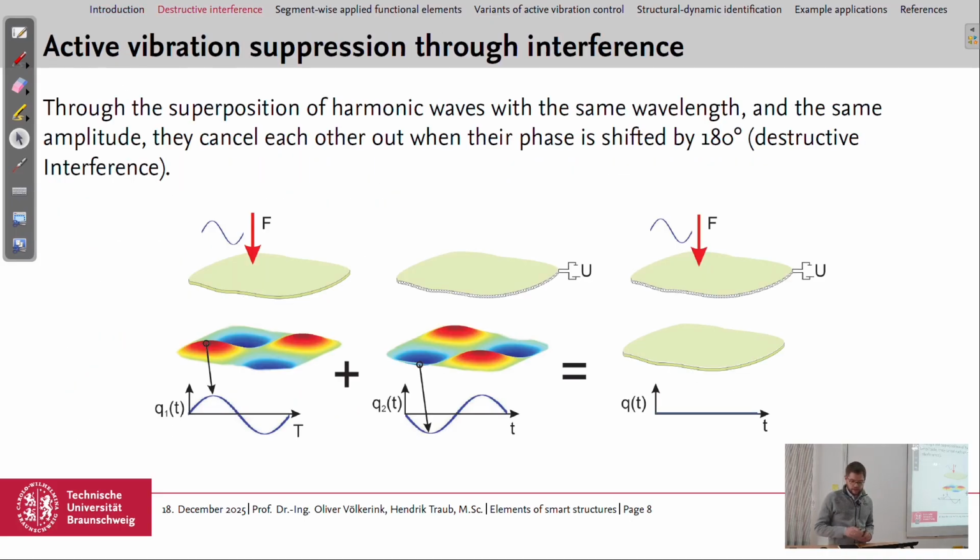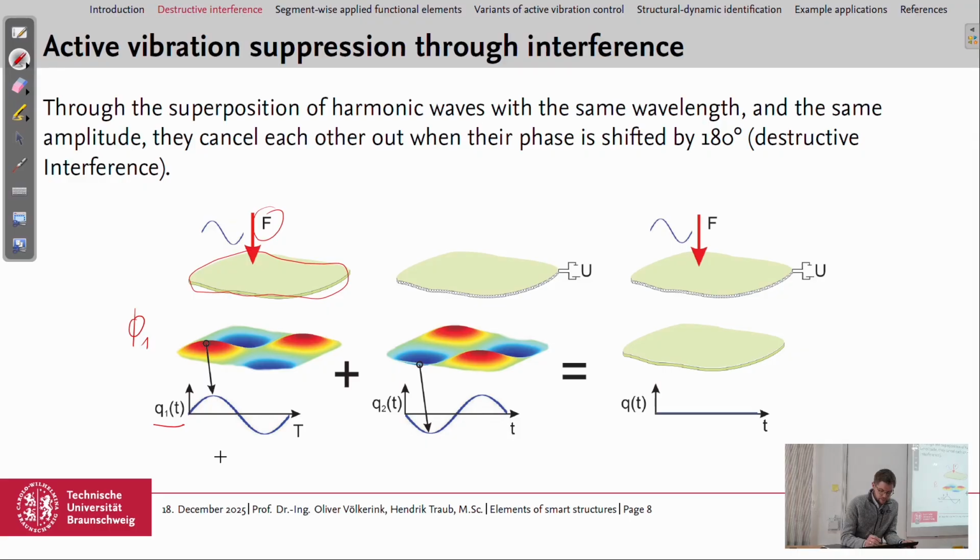So first we have a look at destructive interference. If we have an infinite, let's say, plate-like structure like this, and we have an excitation F on it, then the structure will vibrate in a certain mode shape, for example, the first eigenmode, and it varies over time with the modal coordinate we had to look at in the last lecture.